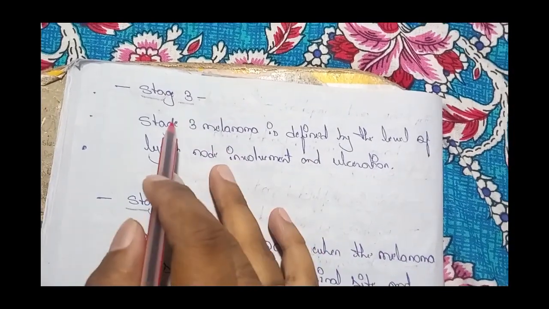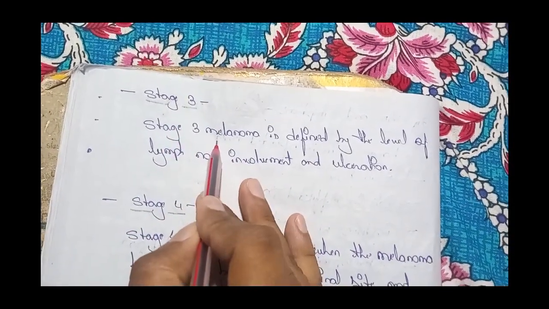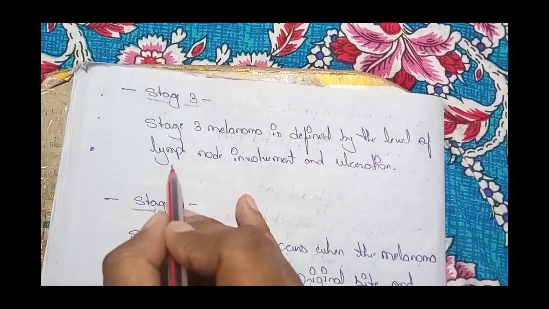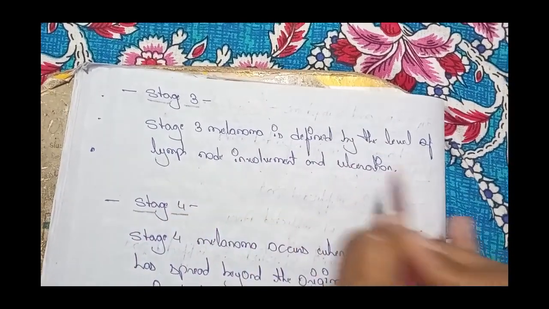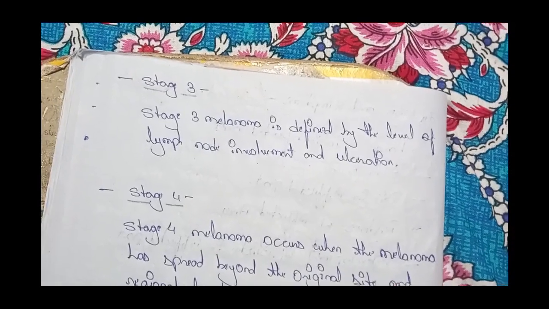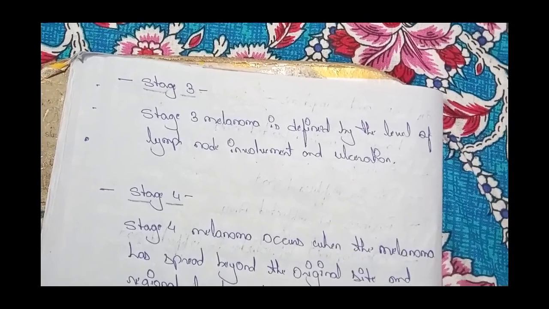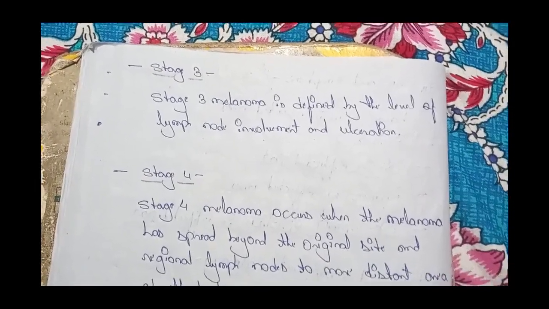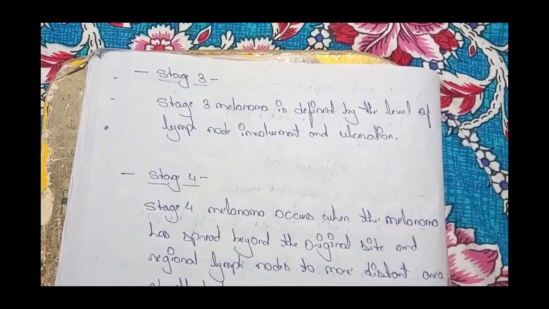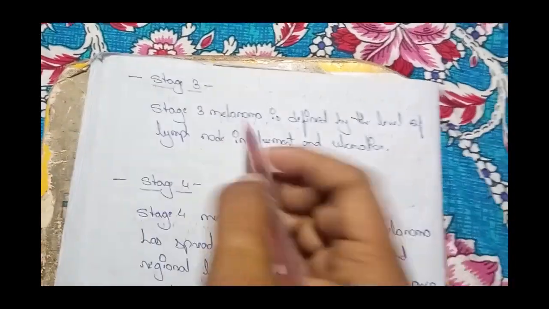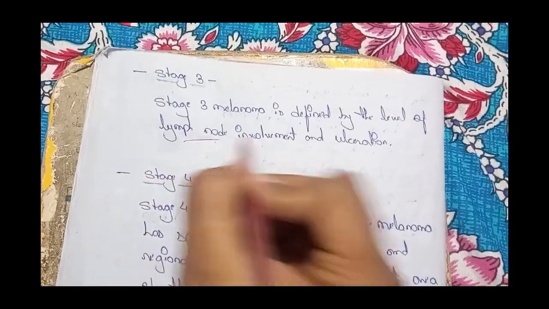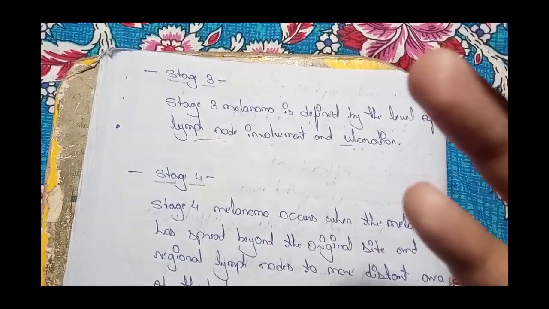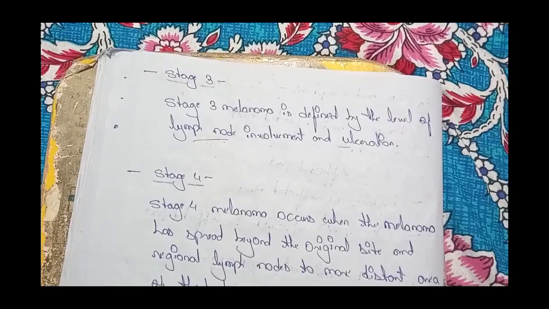In the third stage, melanoma is defined by the level of lymph node involvement and ulceration. Ulceration happens because it is skin cancer, and the whole skin is involved, meaning the whole body. So lymph nodes are affected in this third stage, and ulceration is more developed.